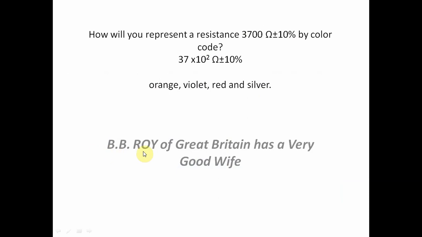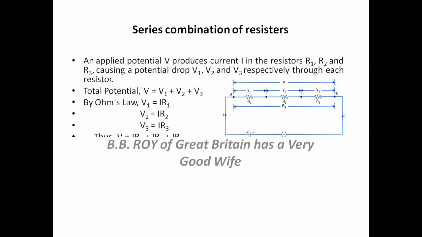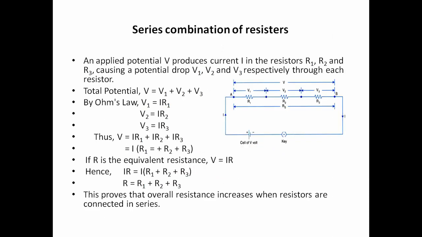We have a phrase to remember these colors: B. B. Roy of Great Britain has a Very Good Wife. We use only the capital letters: BBROYGBVGW. So if we remember this order, we can easily find the resistance of a given resistor. Now we will talk about combinations of resistors.